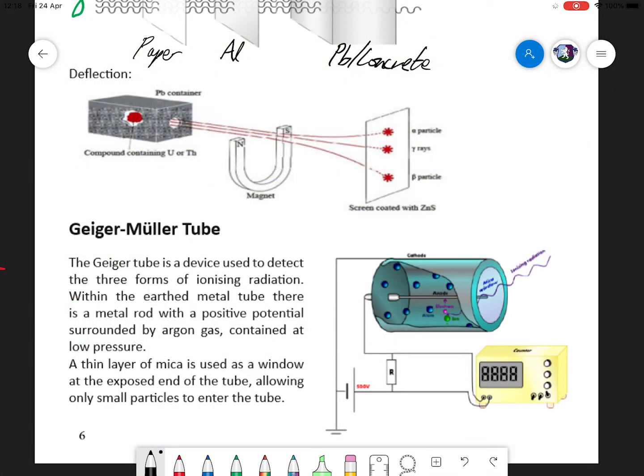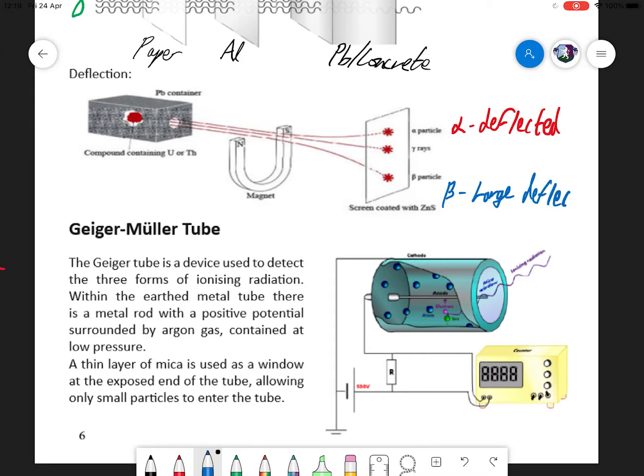Now, deflection is the next part to look at. Now, this is less well understood at GCSE, but we have our three types of radiation here passing through a magnetic field, as represented by the magnet. Now, alpha particles are shown to deflect upwards. That's just based on the magnetic field in this situation, which will be covered later in the magnetic fields topic anyway.